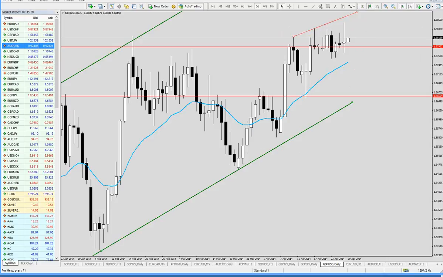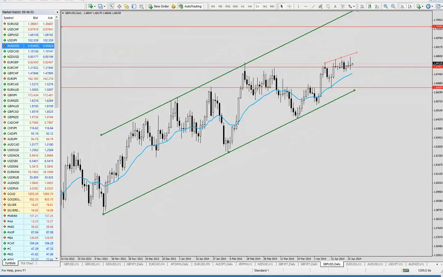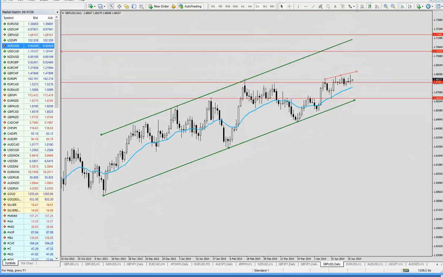One more time. If we are going to close above, I would look for some consolidation, continuation towards end of the channel and supply zone. And definitely I would look for short opportunity in the midterm from here.